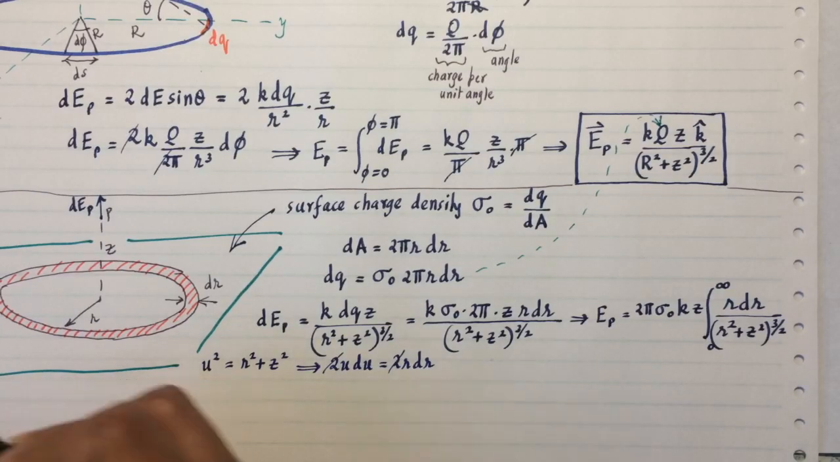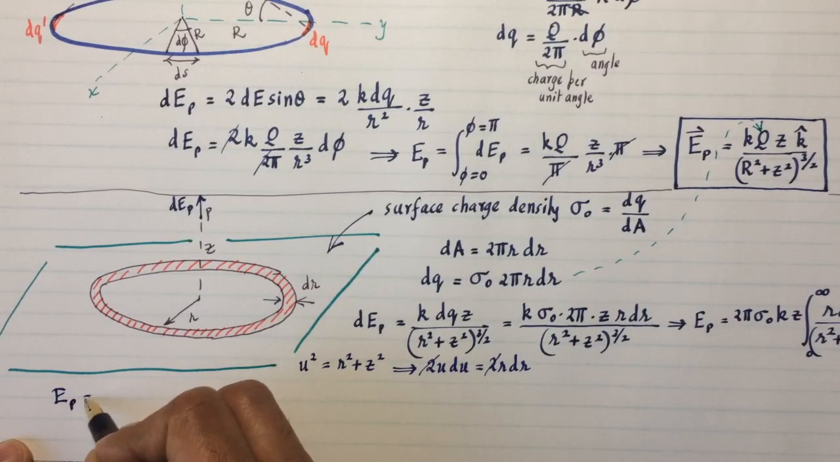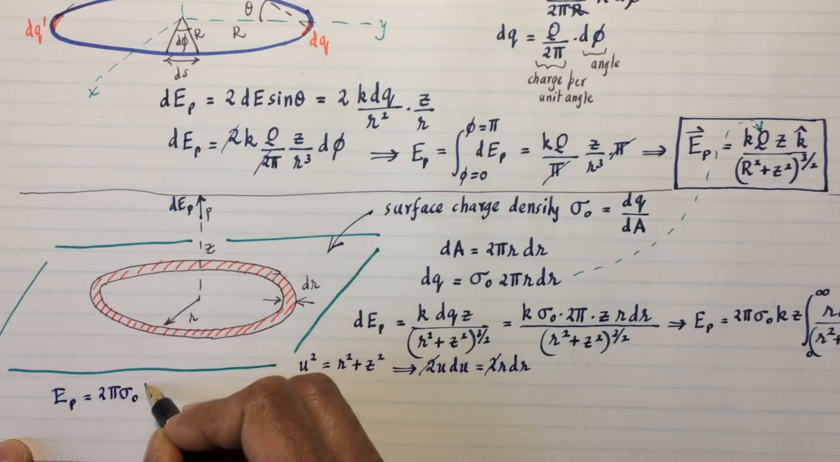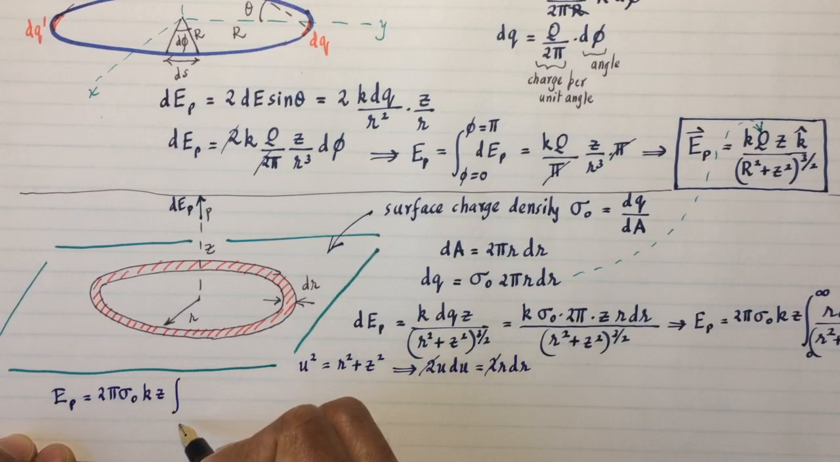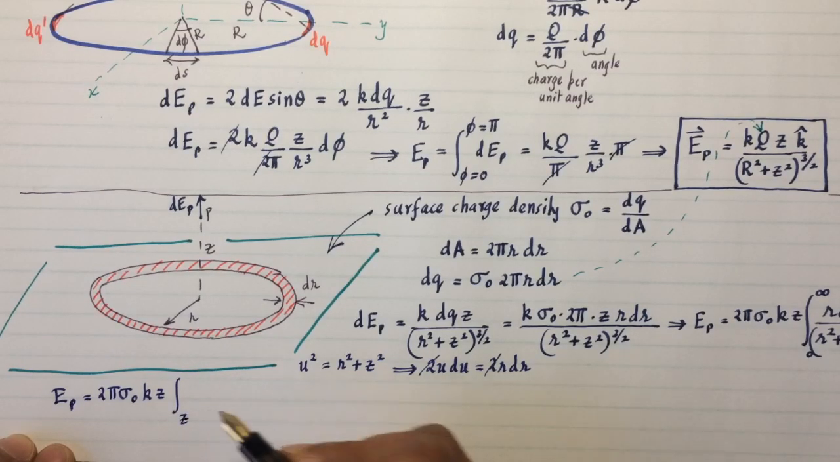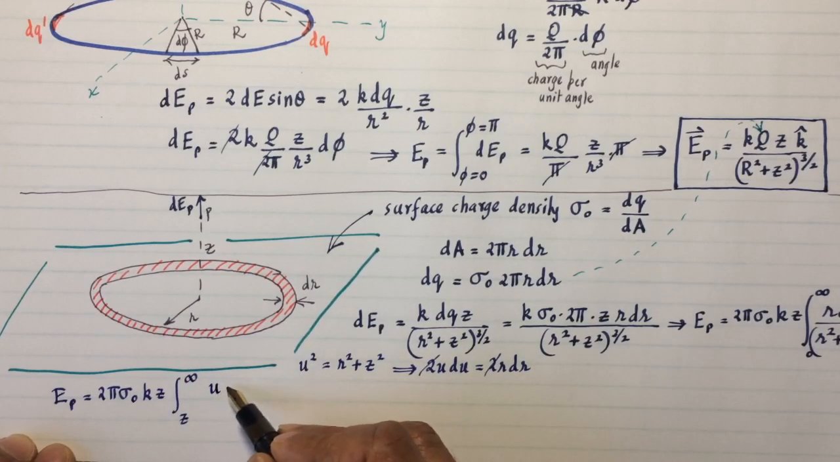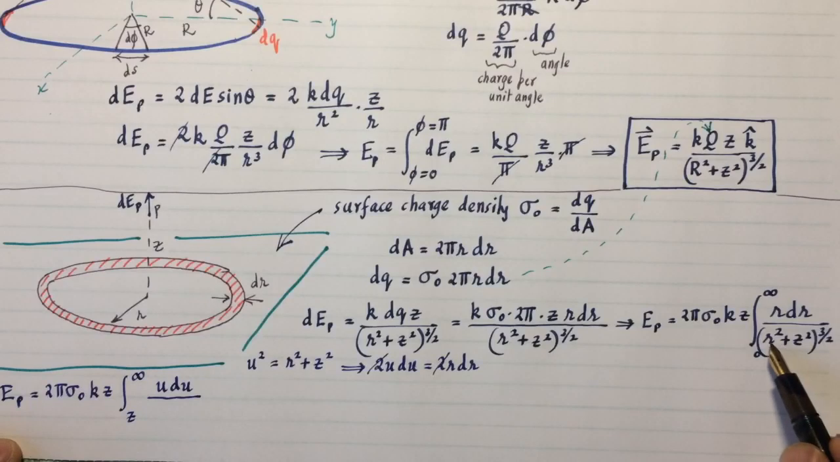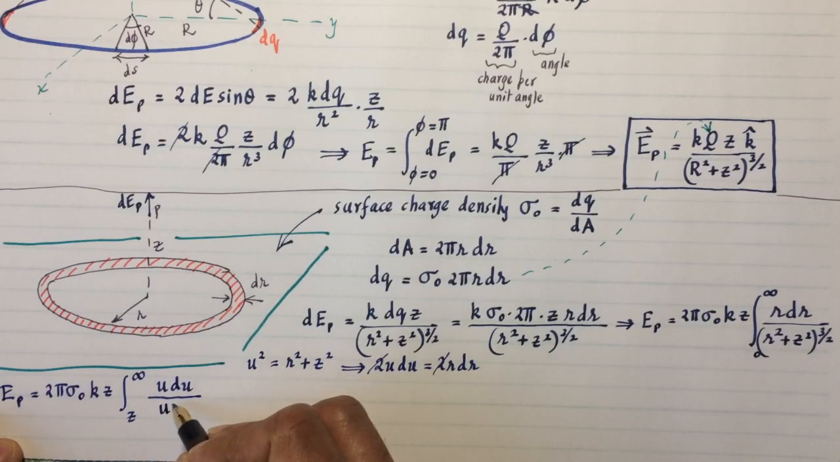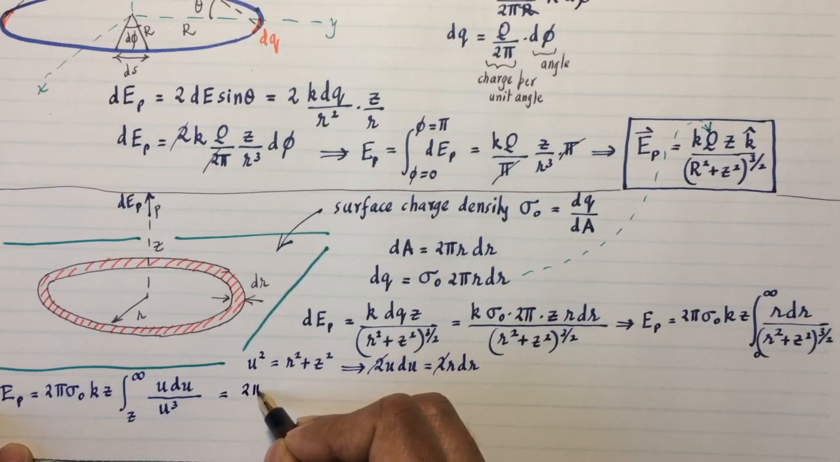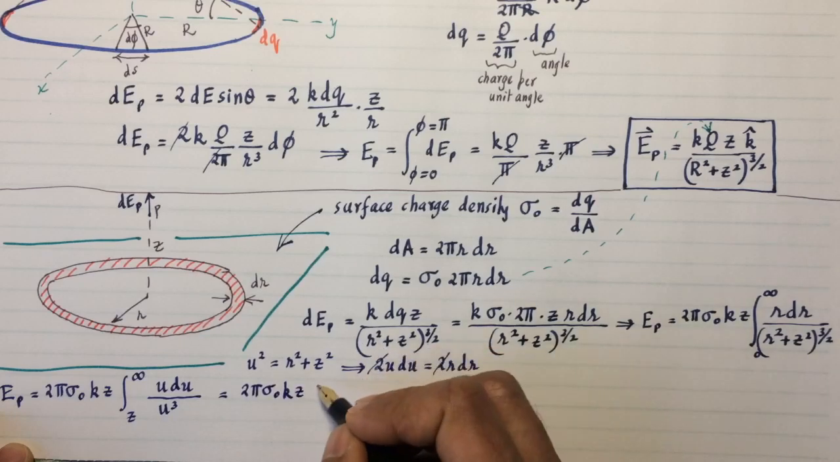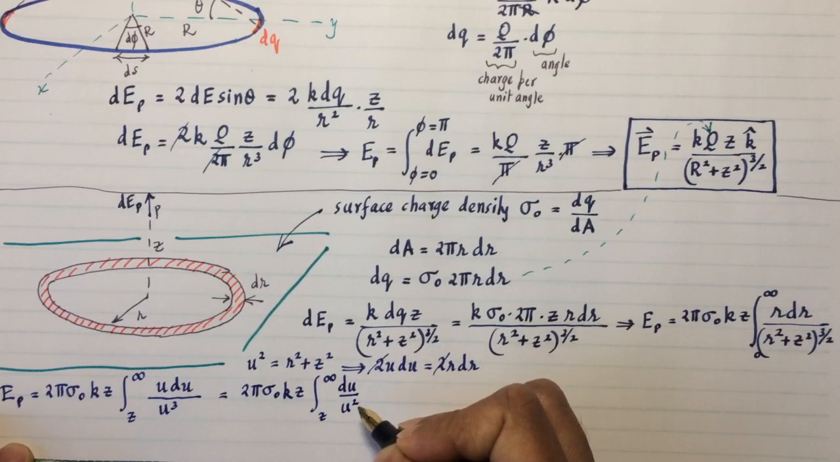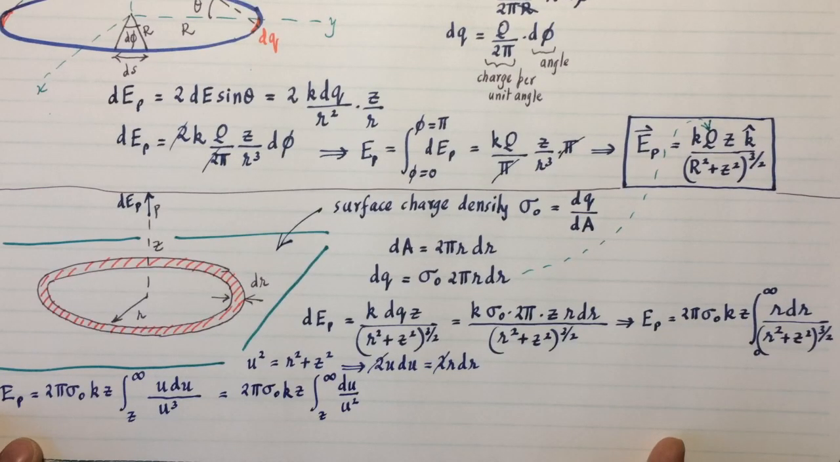So I'm going to get E_P equal to 2 pi sigma naught k z integral from U equal to z to infinity U dU divided by, now remember, since I've called U squared equal to r squared plus z squared, this is going to be U squared to the power 3/2. U squared to the power 3/2 is simply U cubed. So that is 2 pi sigma naught k z, the integral from z to infinity dU by U squared. The integral of 1 over U squared is negative 1 over U.